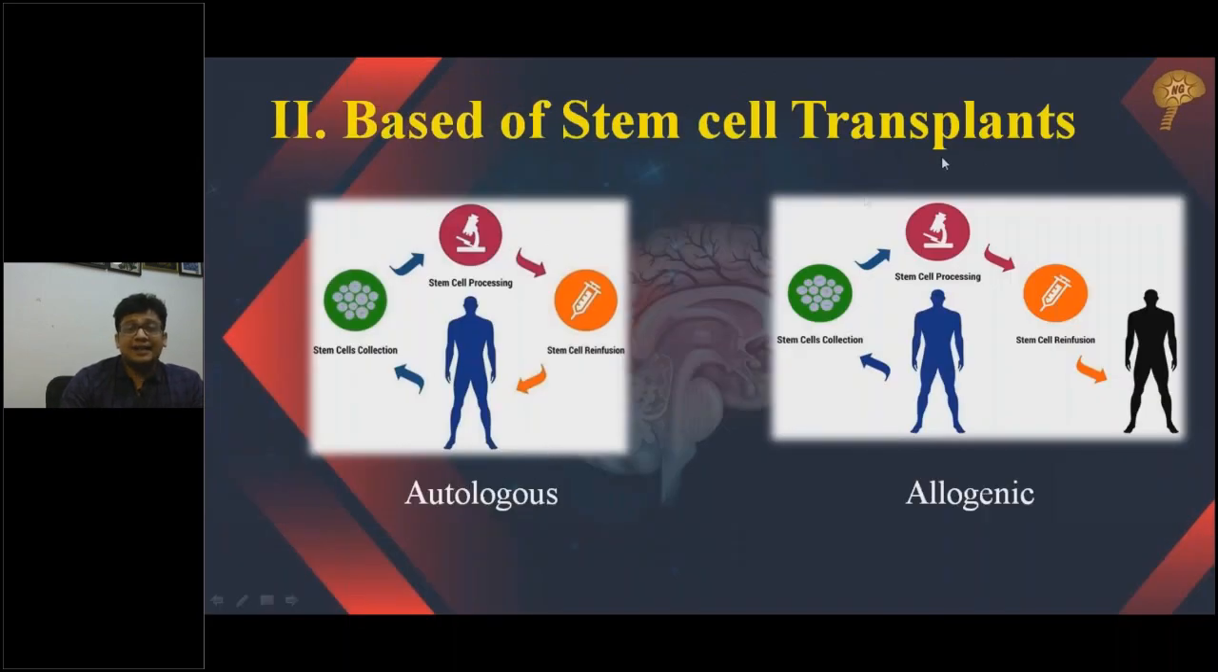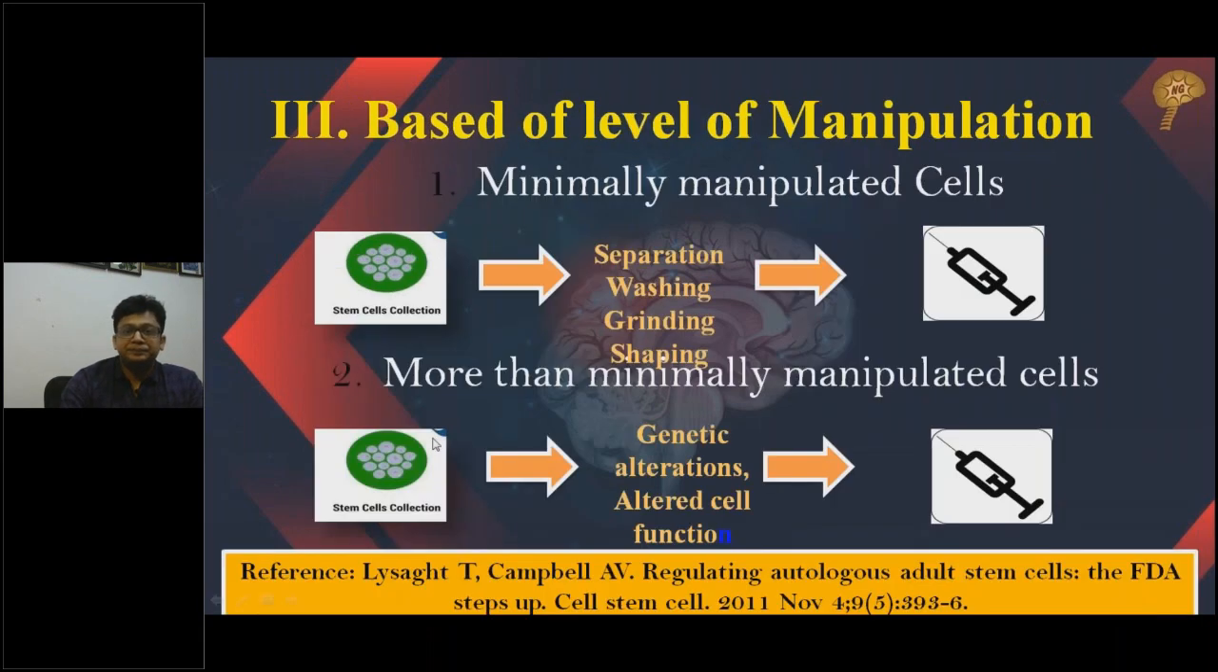So based on the stem cell transplantation, one is autologous and one is allogenic. In autologous, stem cell is collected from the same person, processed, and then reinfused into the same person. While in allogenic, it is collected from one person, processed, but injected into another person. It is minimally manipulated cells. More than minimal manipulation means genetic alterations that alter cell function. So less manipulation is much better than high manipulation.